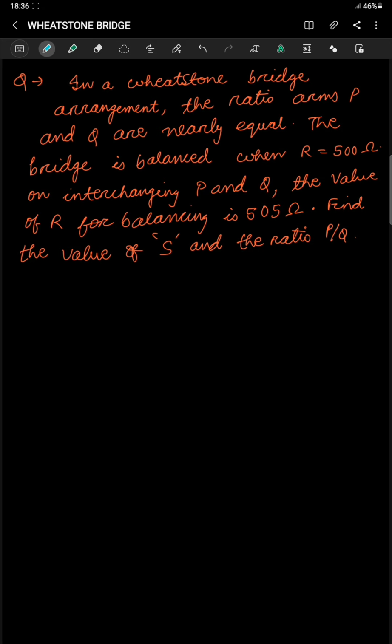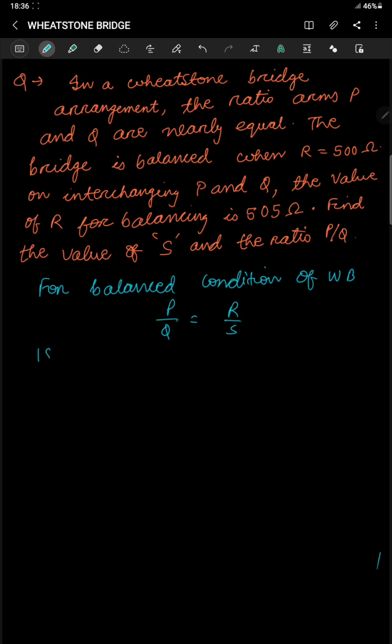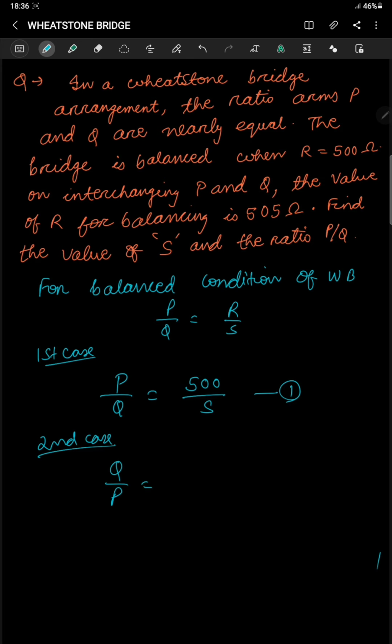We know that for the balanced condition of the Wheatstone bridge, P by Q is equal to R by S. In the first case, P by Q is equal to R, which is 500, divided by S. This is equation 1. In the second case, the ratio is changed. So Q by P you have changed here, and R becomes 505, so Q by P is equal to 505 divided by S. This is equation 2.